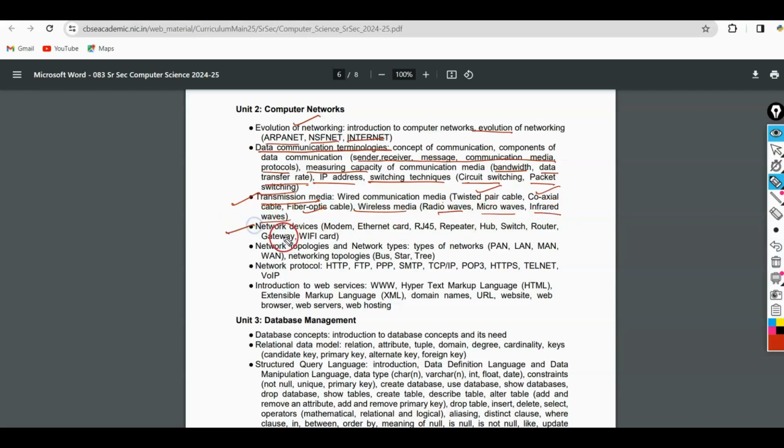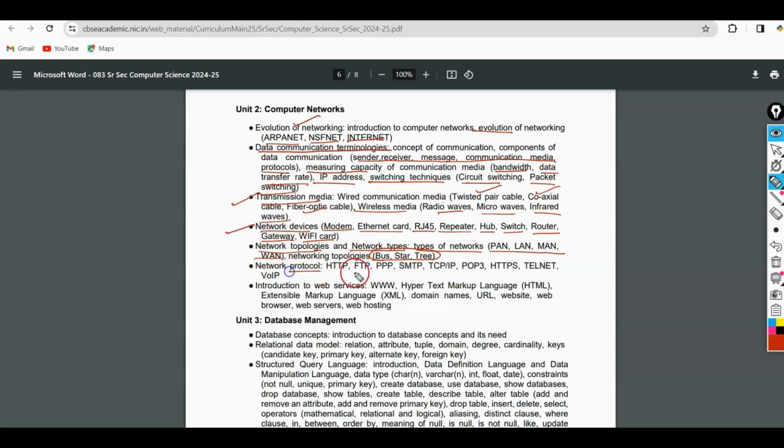The next chapter in computer networking is networking devices. These are easy chapters to score good marks in your examinations, other than the programming parts. In networking devices you are going to study modem, Ethernet card, RJ45, repeater, hub, switch, router, gateway and Wi-Fi cards. Next come the networking topologies and network types. You are going to study types of networks like PAN, LAN, MAN, WAN, and topologies like bus, star and tree topologies.